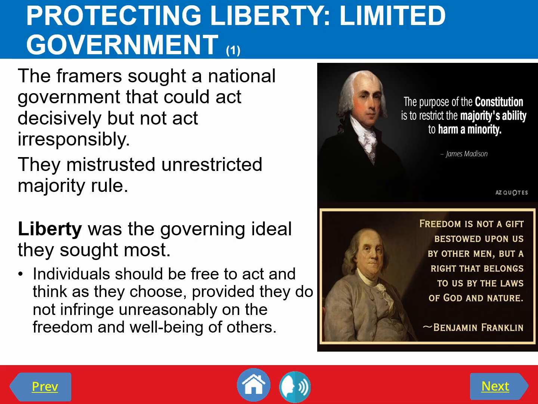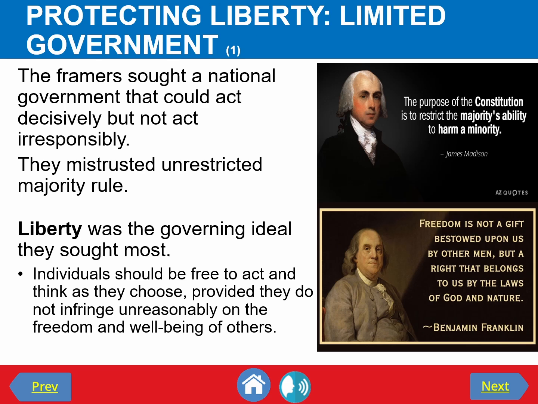For instance, James Madison said that the purpose of the Constitution is to restrict the majority's ability to harm a minority. So, in his mind, the overwhelming threat of majoritarianism and what he saw as the tyranny of the majority were explicit threats to individual freedom, so a written constitution was needed to limit the potential negative consequences of an unconstrained majority. Benjamin Franklin said that freedom is not a gift bestowed upon us by other men, but a right that belongs to us by the laws of God and nature. Sound familiar? Remember, Franklin was, himself, an Enlightenment thinker, and was very much influenced by the philosophical ideals of Locke and Montesquieu.